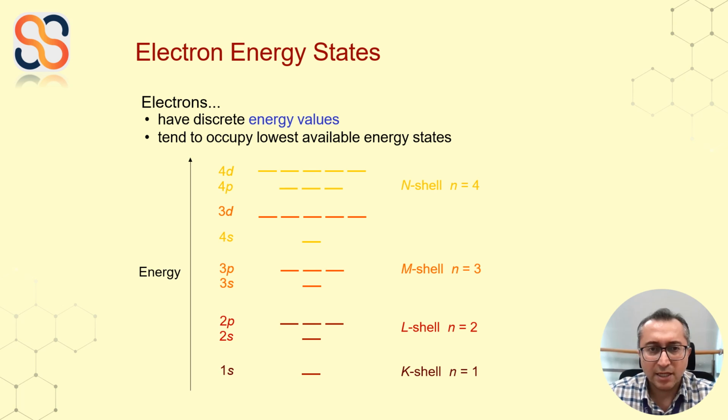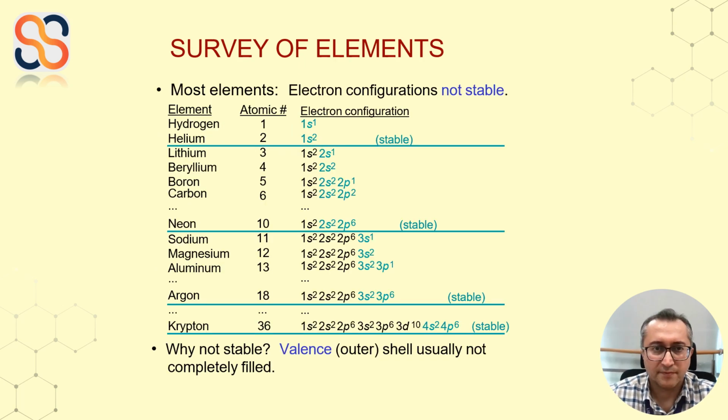So, the key takeaway here is that electrons are arranged in shells and subshells, filling the lowest energy state first. This arrangement influences everything from the chemical reactivity of an element to its physical properties. Now let's take a closer look at electron configurations and how they relate to the stability of different elements.